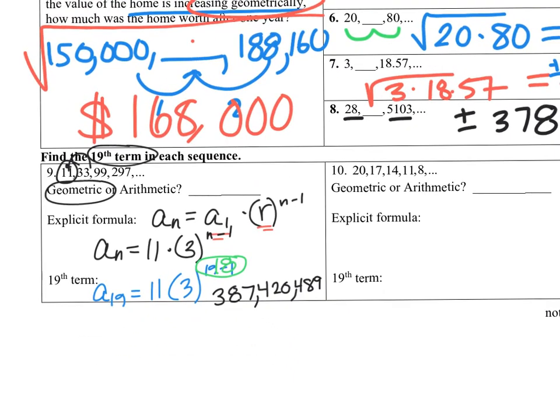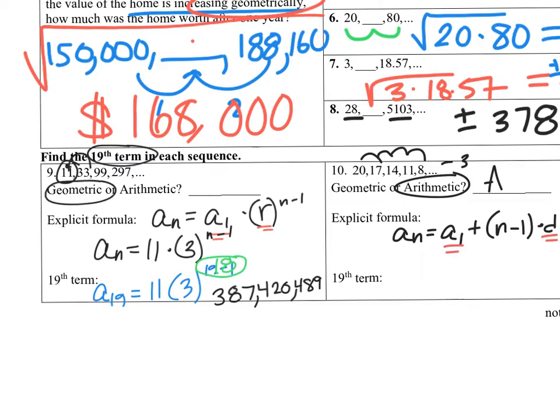Okay, number 10, find the 19th term again. This time, it's arithmetic. It's going down by 3 every time. So my explicit formula for an arithmetic sequence is a sub n equals a sub 1 plus n minus 1 times d. So I need to plug in my a sub 1 and my d. It's going to be a sub n equals 20 plus n minus 1 times negative 3. Now I'm putting negative 3 in parentheses so it doesn't look like I'm subtracting 3.